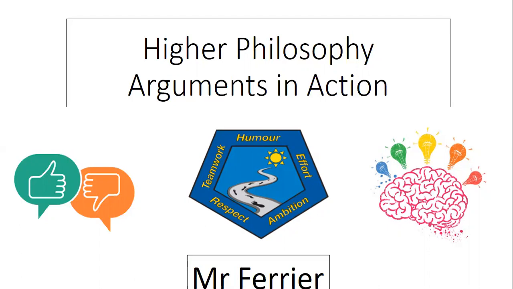Before we get started, we need to think about the Higher Philosophy course. It is split up into 3 units. This is our first unit, Arguments in Action. In this unit, we're looking at how people argue and considering different aspects of an argument. What makes an argument valid or invalid, sound or unsound? What's the difference between deductive and inductive reasoning? What about things like analogical arguments?